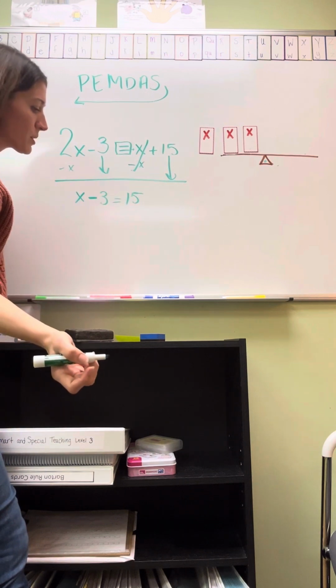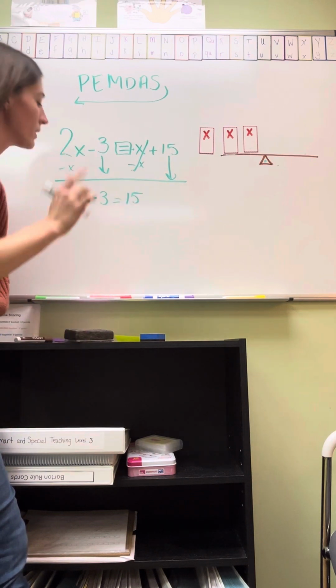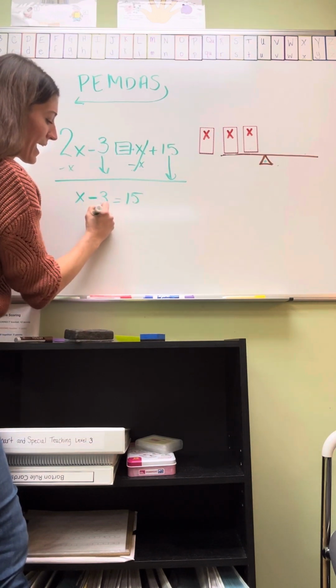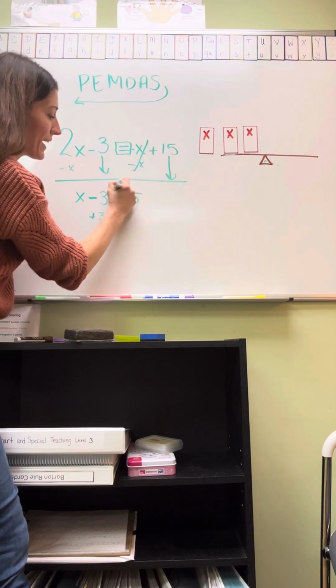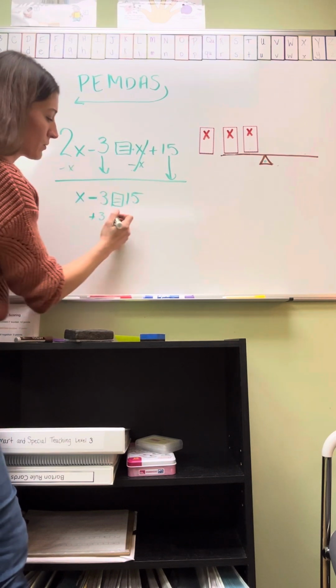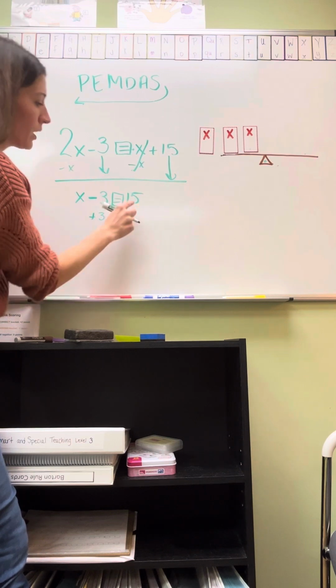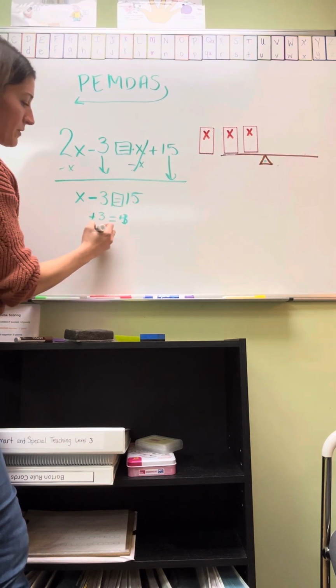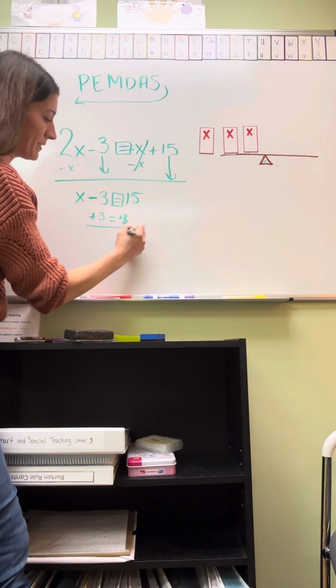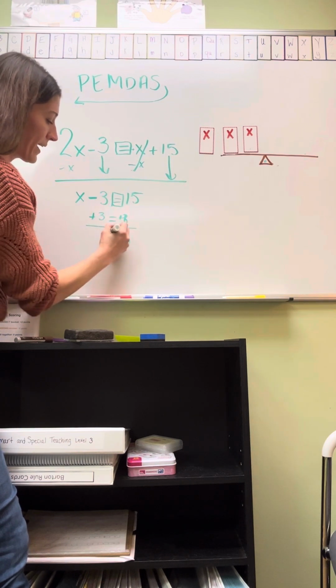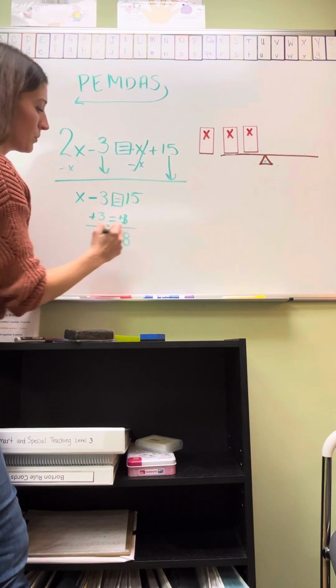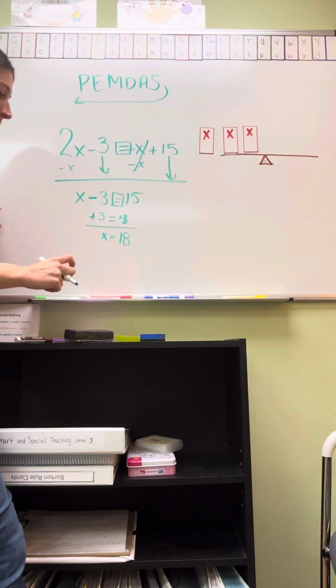How do you undo a subtraction? Adding. Okay, so I'm going to add 3 to both sides. Again, I gotta balance around the equal sign. 15 plus 3, you guys. 15 plus 3 is 18. x equals 18. Done and done.